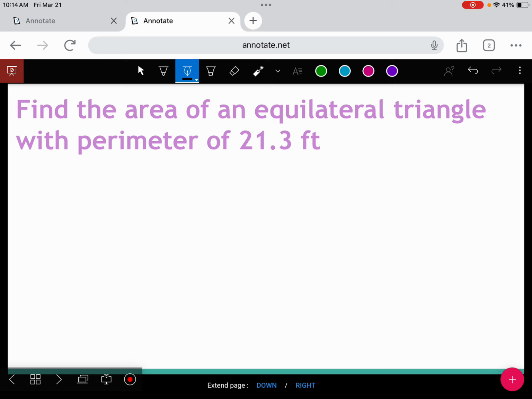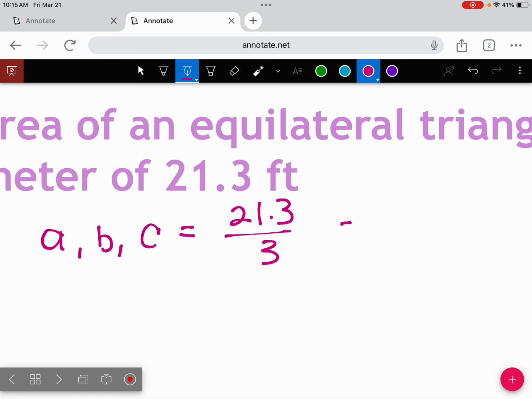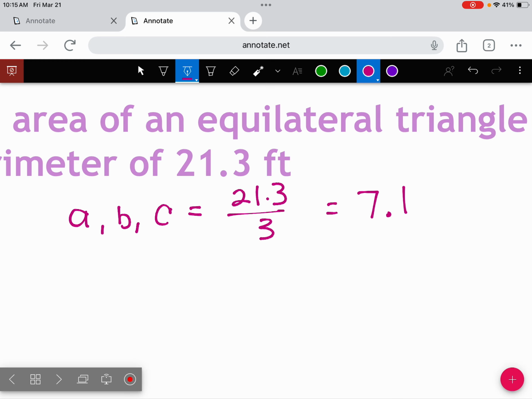So we're asked to find the area of an equilateral triangle that has a perimeter of 21.3. Equilateral means every single one of my sides, A, B, and C, are all going to be worth the same amount. How do we get the 7.1? The 21.3 divided by our three equal sides. So all three sides are going to be 7.1 feet, right?